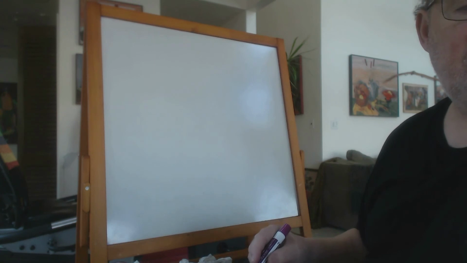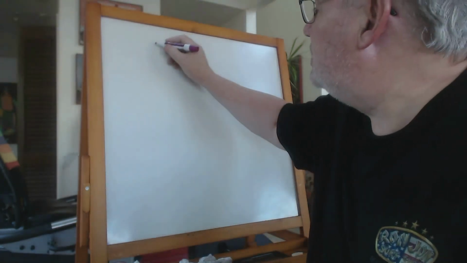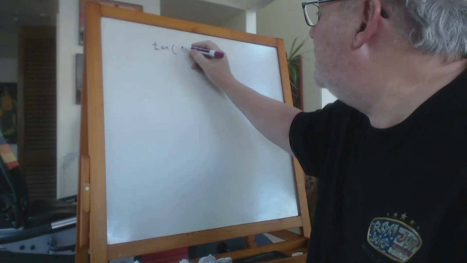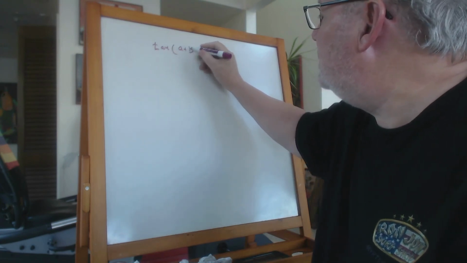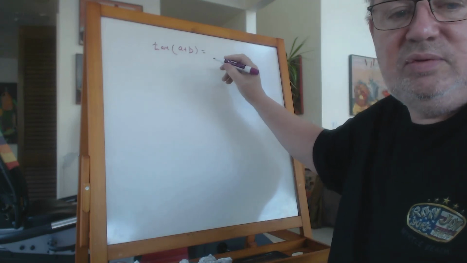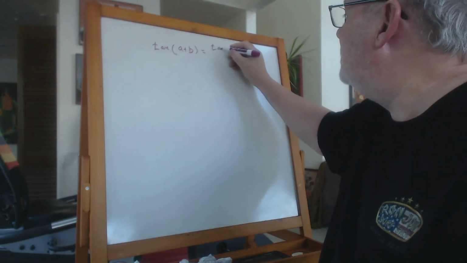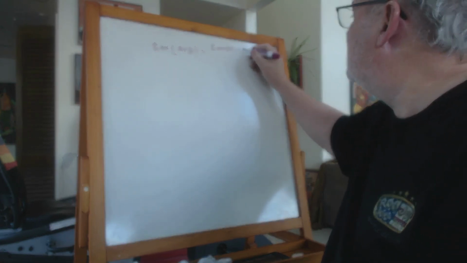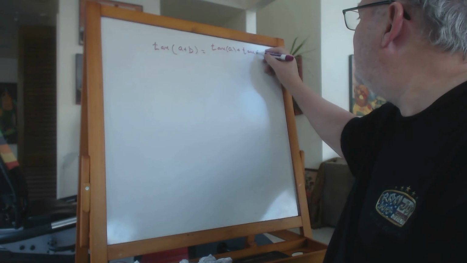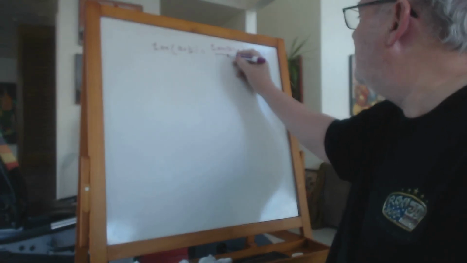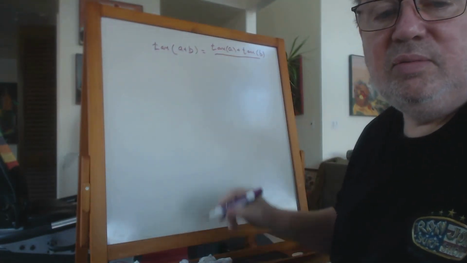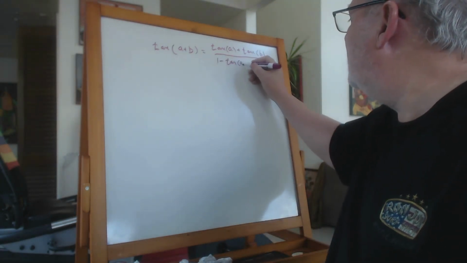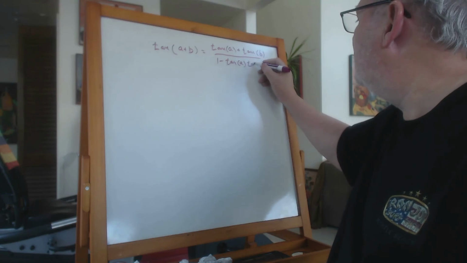Derive tangent of A plus B equal to tangent A plus tangent B over 1 minus tangent A tangent B.